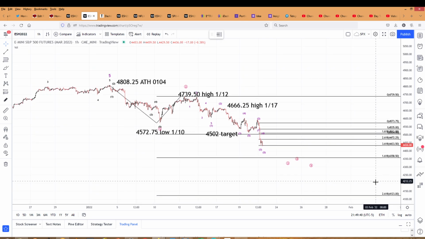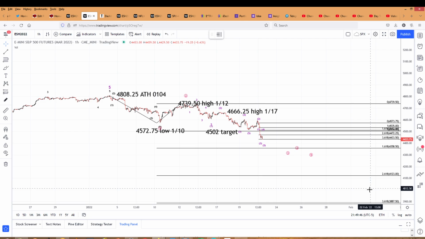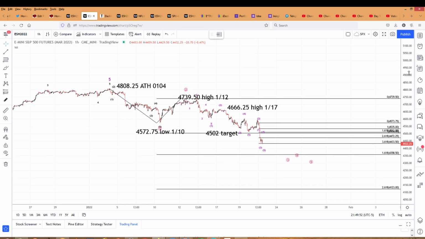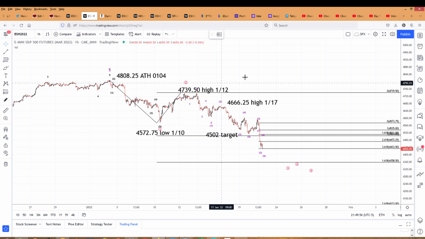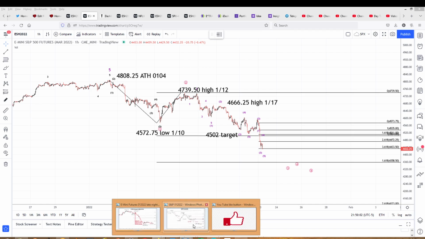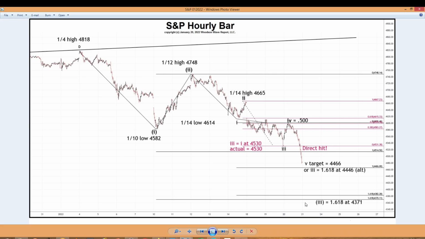Okay, the 2.618 is 41.23, and the 3.618 is 38.87 and 50 cents. Will that happen? Not guaranteed. Will it happen tomorrow? Not guaranteed. But I just want to put it out there. It's on the table.